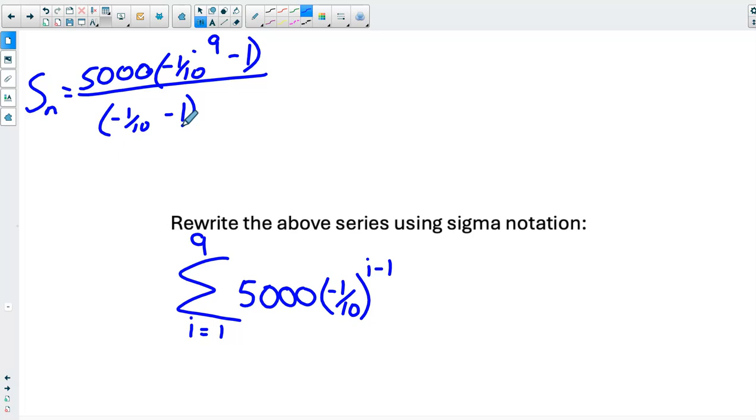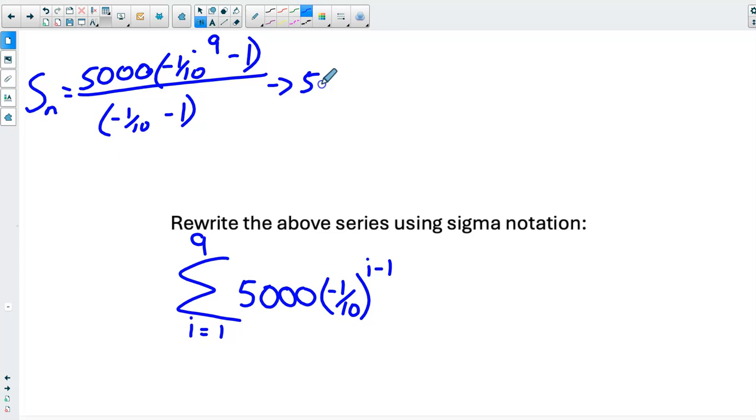So, do I know what negative 1/10 is as a decimal? Negative 0.1. That's exact, right? Yeah. So I have not rounded. If you have not rounded, I would honestly use the decimal in my calculator because it's easier. So this is how I would write it out.